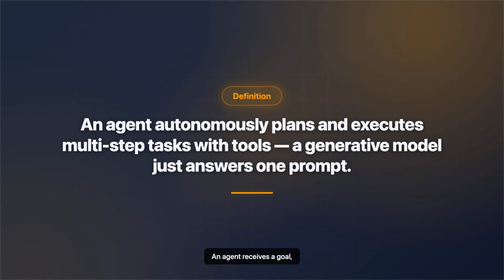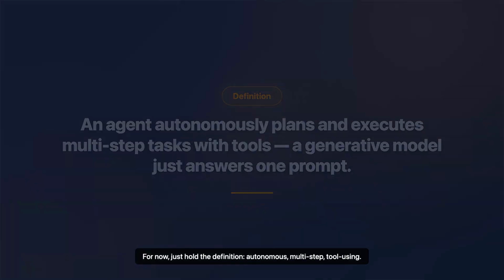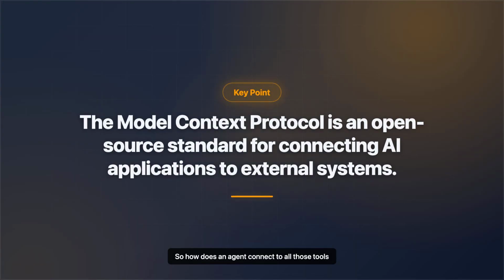An agent receives a goal, breaks it into steps, decides which tools to call, calls them, checks the results, and adapts. We'll go deep on how agents actually work in the dedicated Agentic AI episode. For now, just hold the definition: autonomous, multi-step, tool using. So how does an agent connect to all those tools without a mountain of custom code? That's what the Model Context Protocol solves.